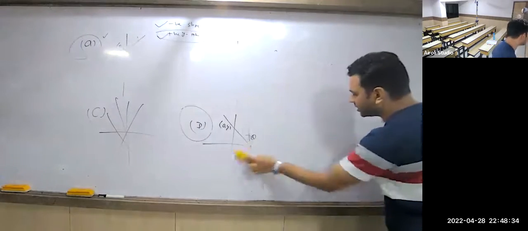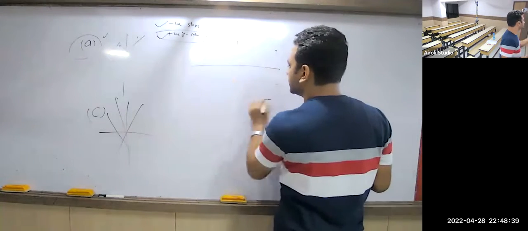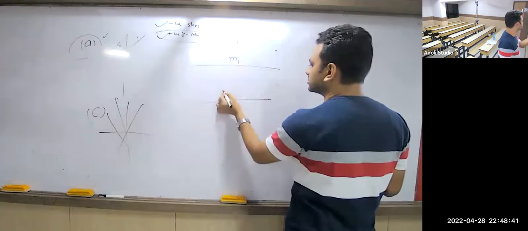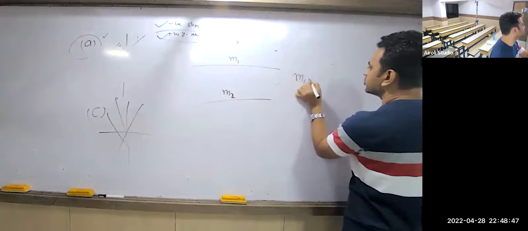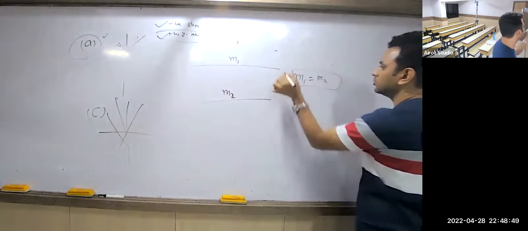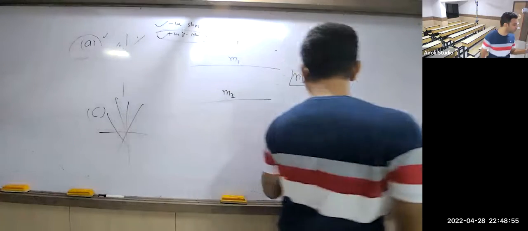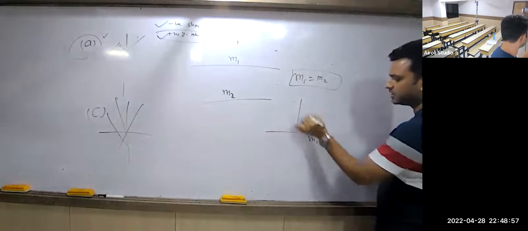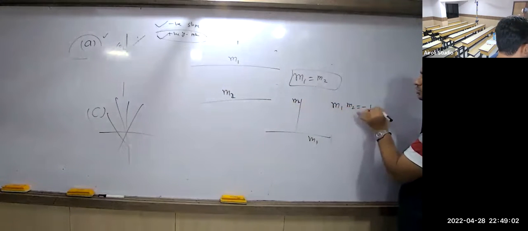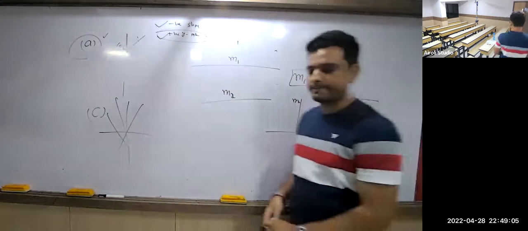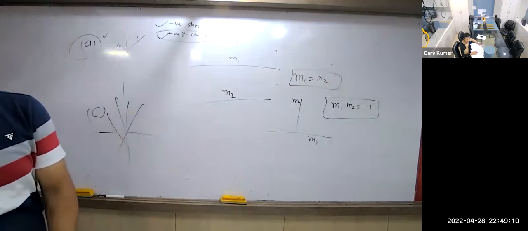Yes, sir. One more concept I forgot to discuss. If two lines are parallel to each other, let's say its slope is m1, its slope is m2. If they are parallel to each other, the slope will be equal: m1 equals m2. Got it? If the lines are perpendicular to each other, then the multiplication of their slopes, m1 into m2, will be equal to minus 1. Clear? Yes.